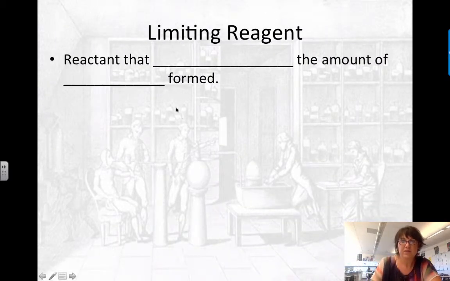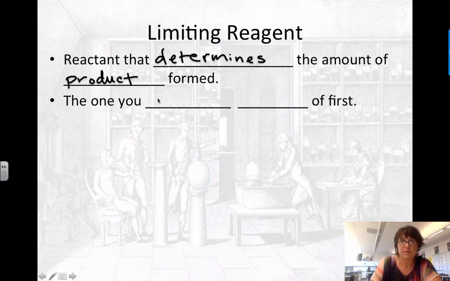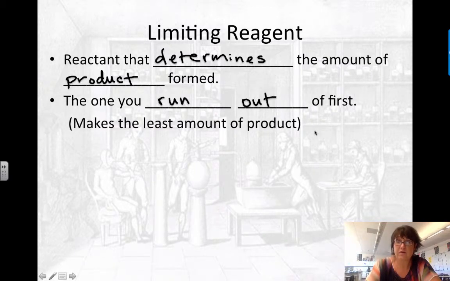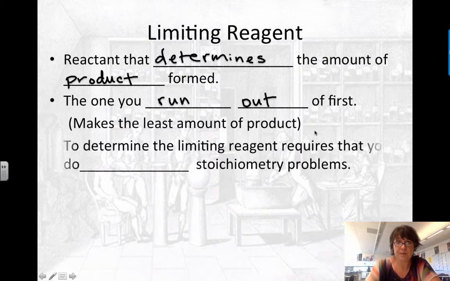The limiting reagent is going to be the reactant that runs out first. It's the one that determines the amount of products that can be formed. Like I said, it's the one we run out of first. And once it's gone, then we can't make any more product. That's why it's called the limiting reagent.